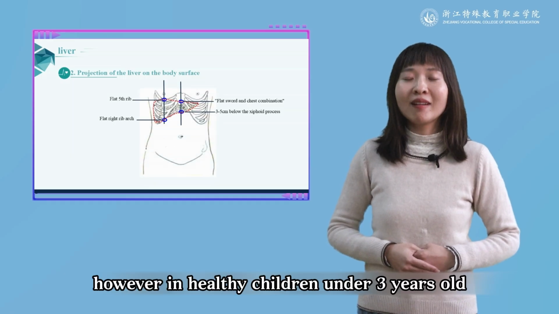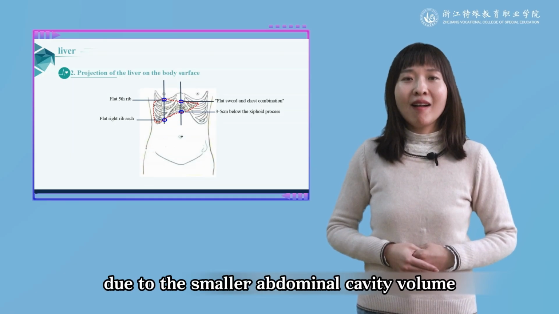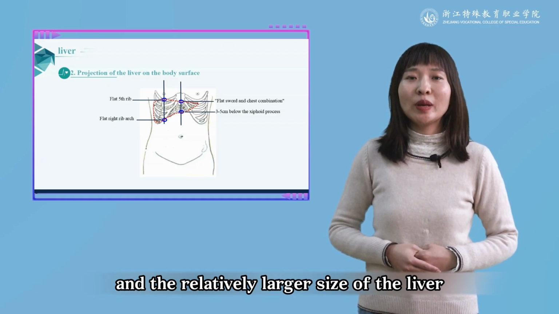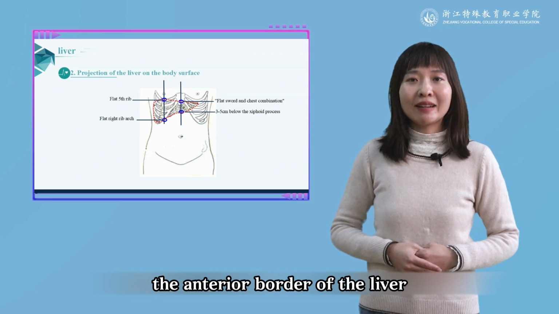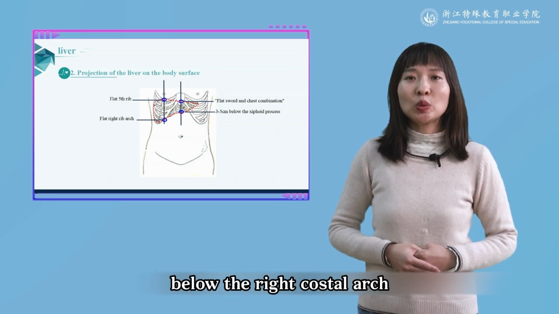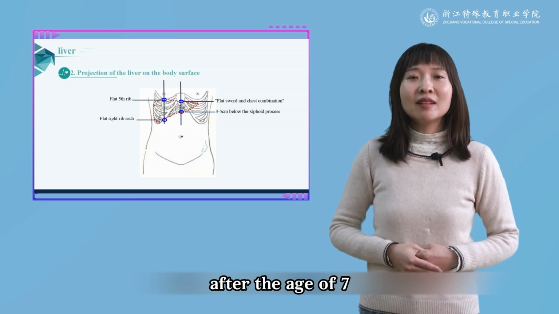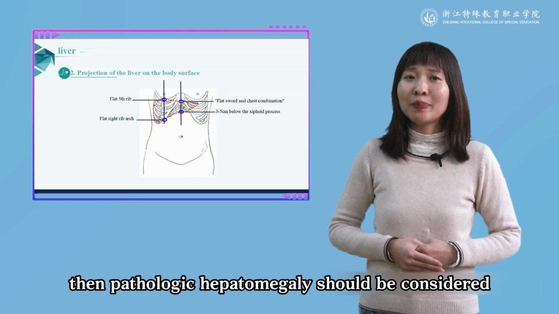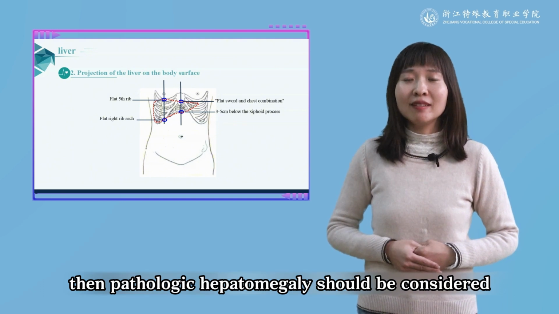However, in healthy children under 3 years old, due to the smaller abdominal cavity volume and the relatively larger size of the liver, the anterior border of the liver is often 1.5 to 2 centimeters below the right costal arch. After the age of 7, it cannot be palpated below the right costal arch. If it can be palpated, then pathological hepatomegaly should be considered.